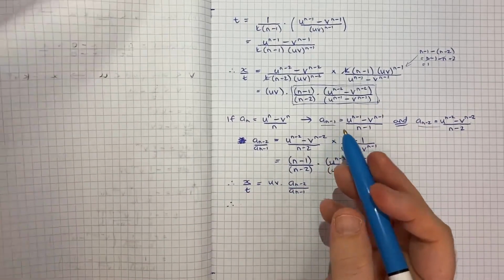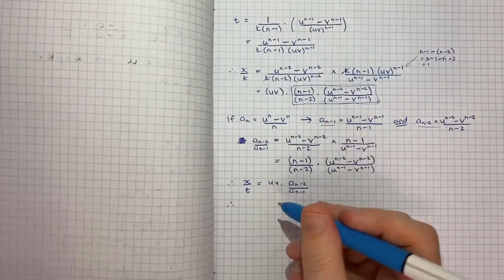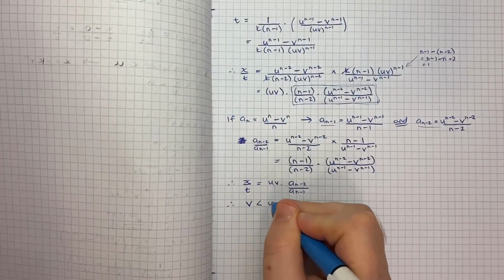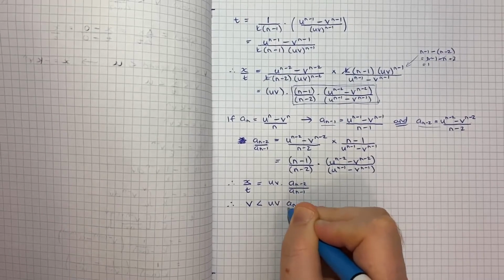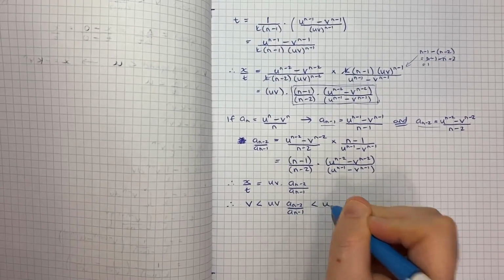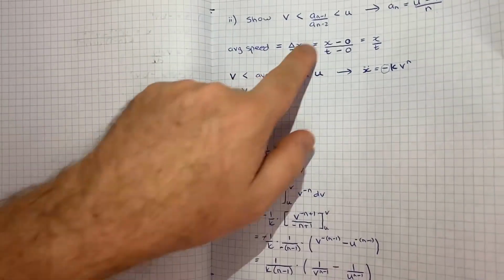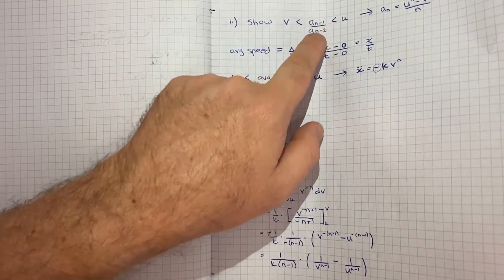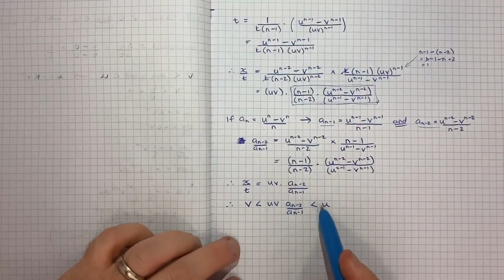Therefore, we can go back to the inequality we've just worked out, and we can say v is less than uv(a_{n-2}/a_{n-1}), which is less than u. Now we're very close, but we're not exactly there. The ratio is actually reversed. So the question is, how do we get there?